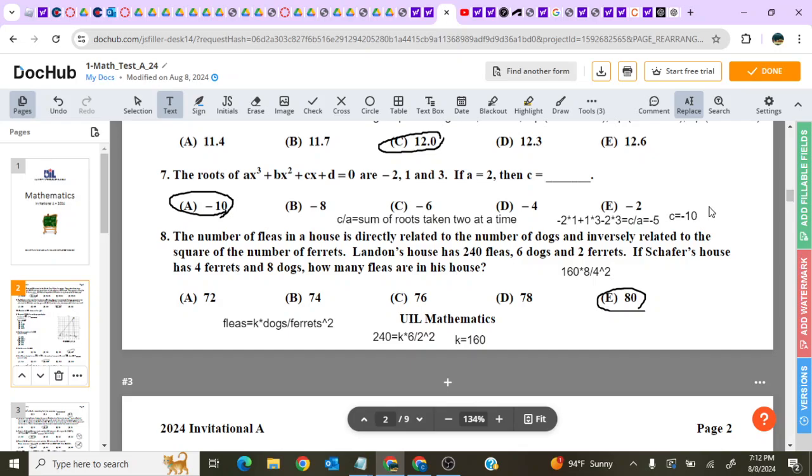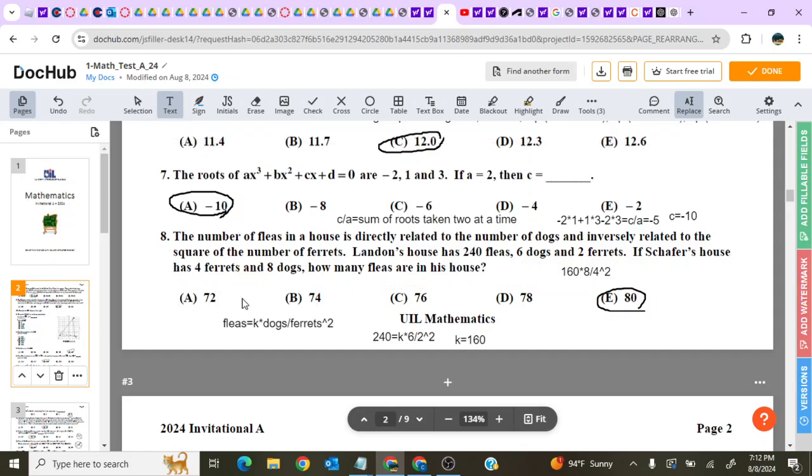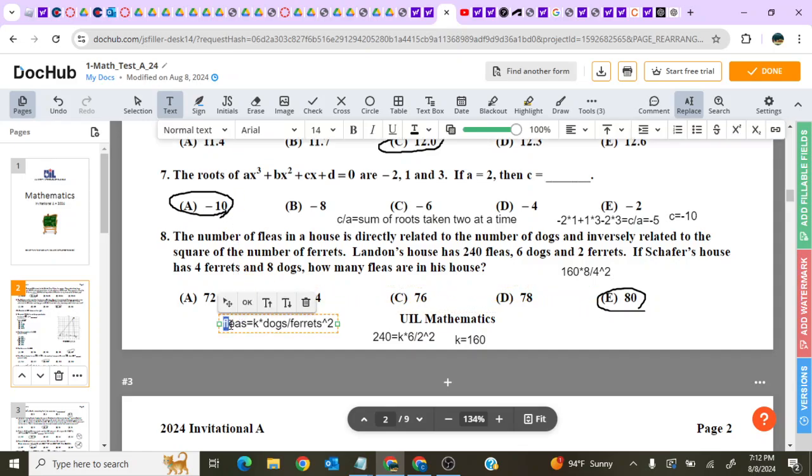Okay, well, in this case, this is an equation for I don't even know what you would really call it. It's a proportion equation. So we know that the number of fleas is directly related to the number of dogs. Since it's directly related, you multiply some unknown k value by that. And then inversely related to the square of the number of ferrets. Since it's inversely related, we divide it by the square of ferrets. That's the definition of directly and inversely related.